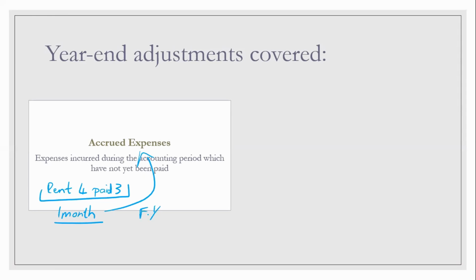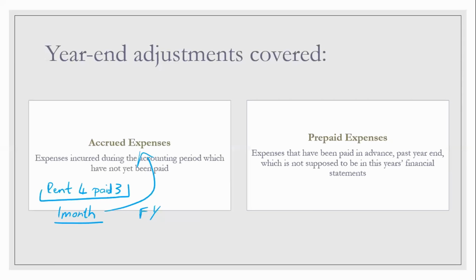Okay. The next one is a prepaid expense. Now, prepaid expenses are expenses that have been paid in advance past the year-end date, which is not supposed to be in this year's financial statements, meaning that we paid rent for 4 months, but we only have 3 months in our financial year. Okay, meaning the 1 month is advance.